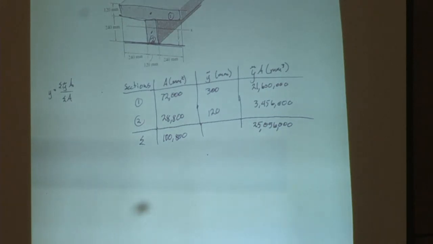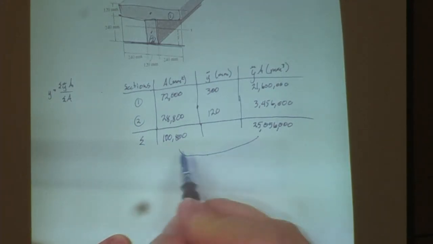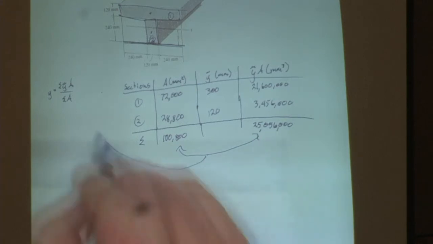Anybody have any issues with that? This is straightforward, just y squiggly times the area. That's on the chart already. All right, now what do we do with these two numbers? You just throw them right into that equation.